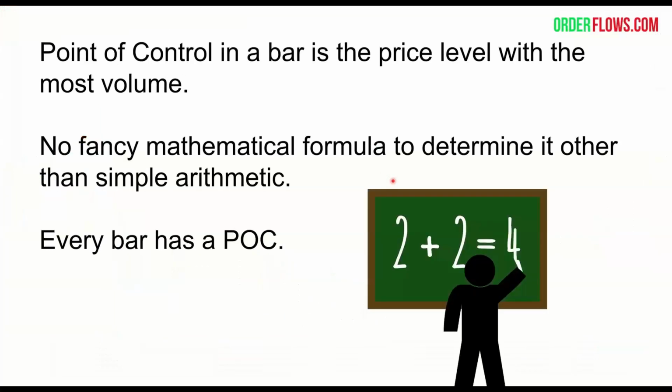So the next important piece of market data that's generated from the time and sales and put on the order flow chart is the point of control. And the point of control in a bar is the price level with the most volume.